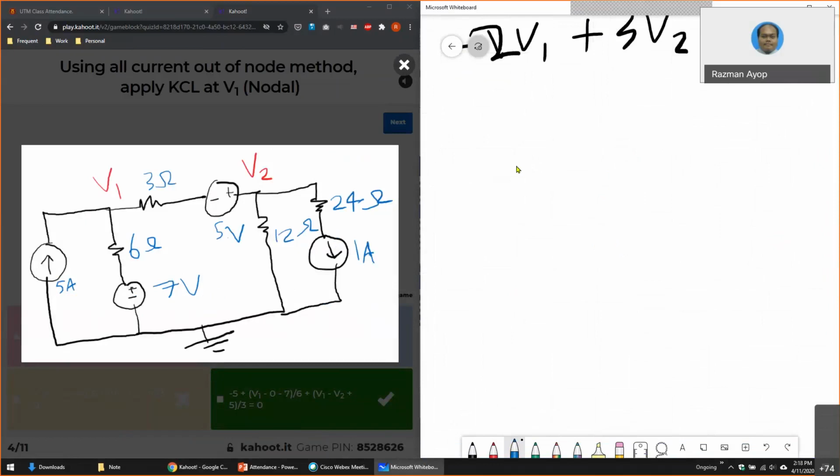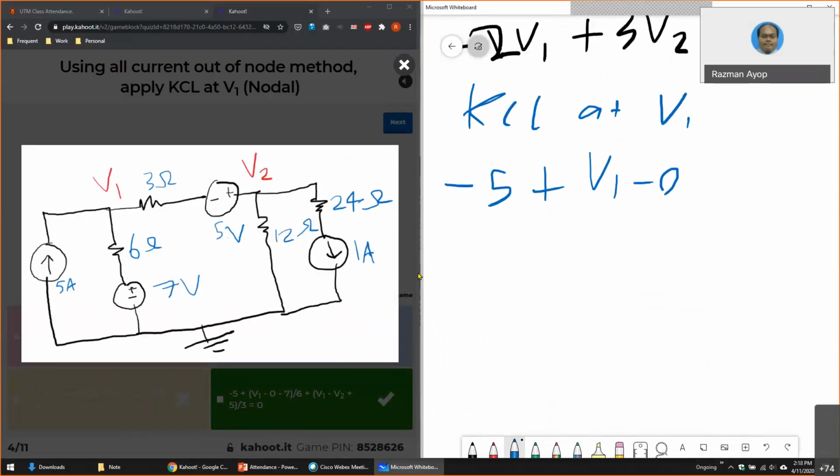So apply KCL at V1. First, the 5 ampere goes into the node, so it should be negative 5. Then plus V1 minus 0. The current goes into the positive side of the voltage source, minus 7 divided by 6. And the last one is plus V1 minus V2.